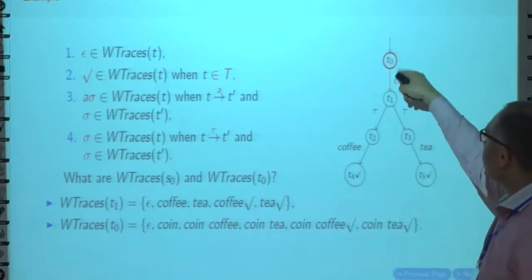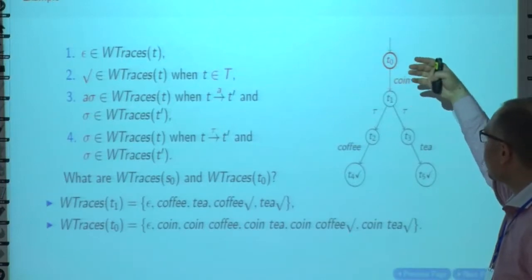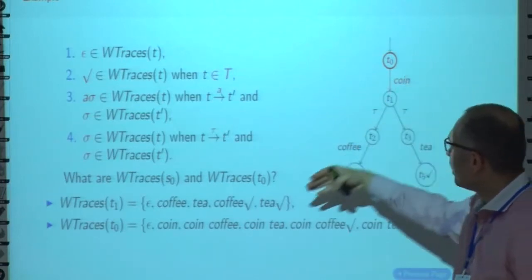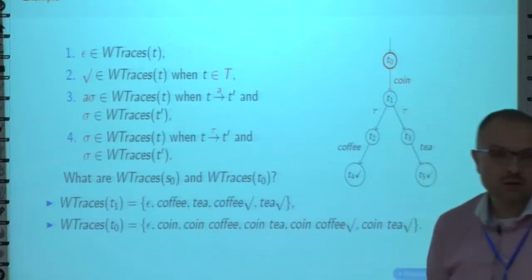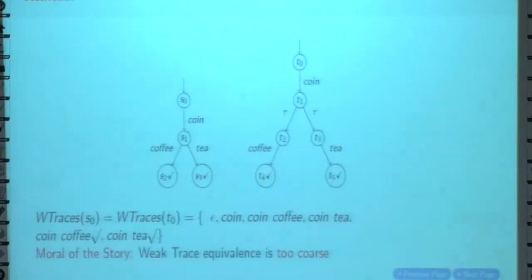Then for this case, it's quite simple because there is no outgoing tau transition. You basically concatenate coin with what you had before, and then you obtain this one. Right? And if you remember from this morning, this was exactly the set of weak traces of S naught. These two are weak trace equivalent.